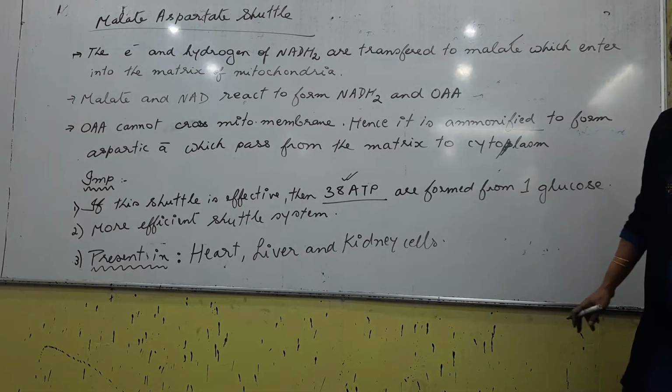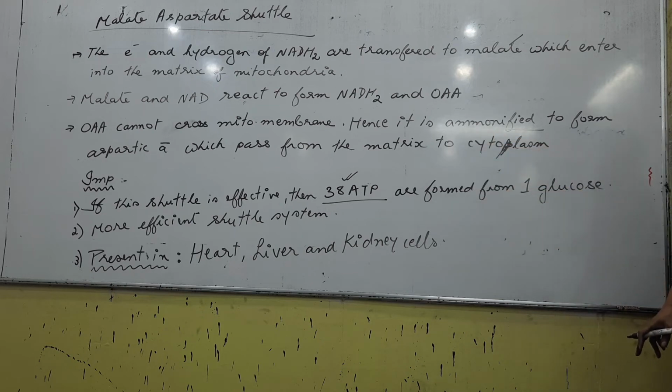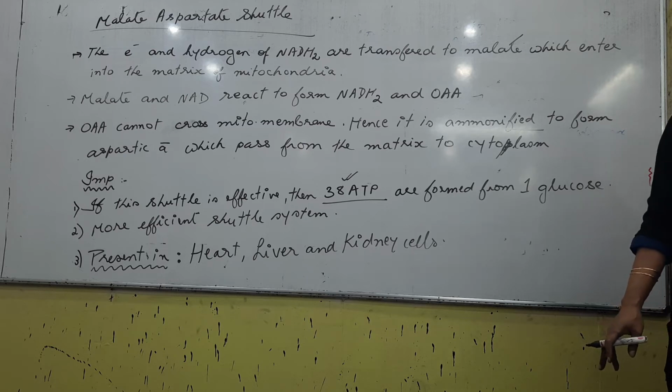So for the shuttle system, it is only these 3 points that you will study. Okay? So which is more efficient, we will be talking about 2 shuttle systems, and of the two, whichever basically produces more ATP will be more efficient. So the one that produces 38 will be more efficient as compared to the other one, right?